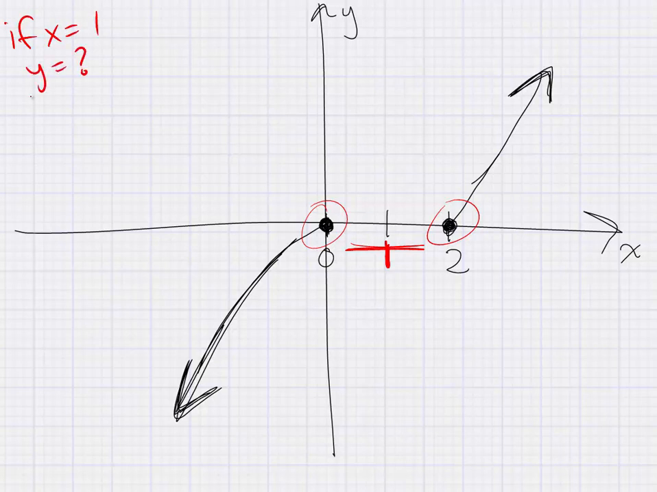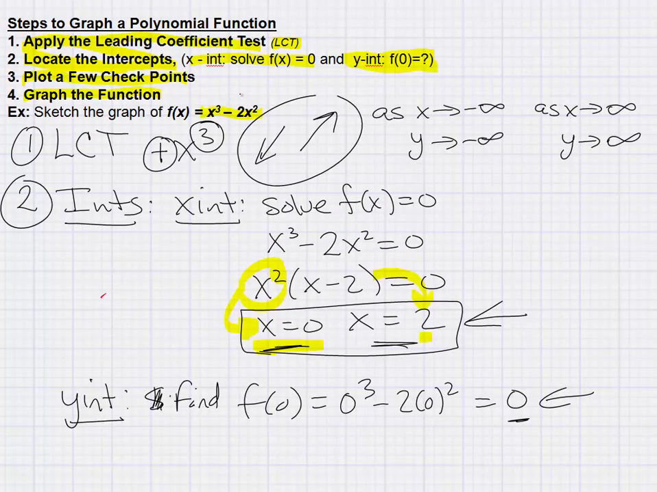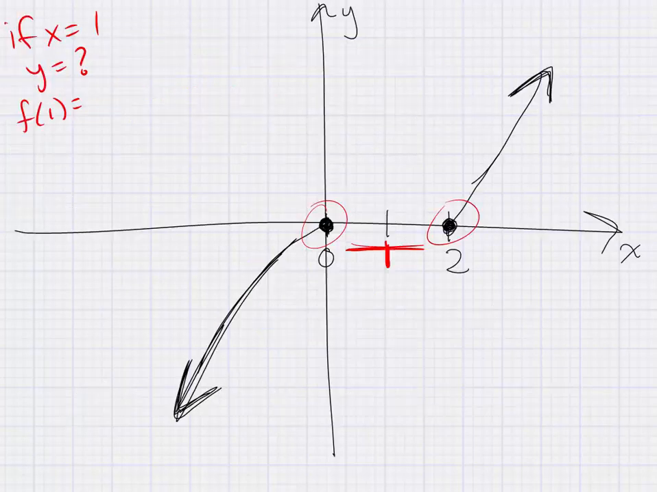Well, how do I do that? Well, I have to find f of 1. Okay? If I find f of 1, that's going to tell me what y equals. Well, what was my function? My function was x cubed minus 2x squared. So I'm going to do 1 cubed minus 2 times 1 squared. And I get 1 minus 2, so negative 1. So that tells me when I plug 1 in, I get negative 1 as an answer.